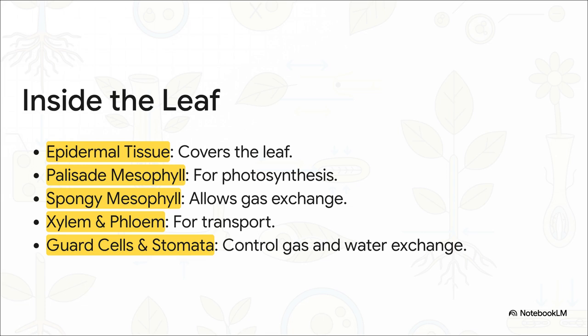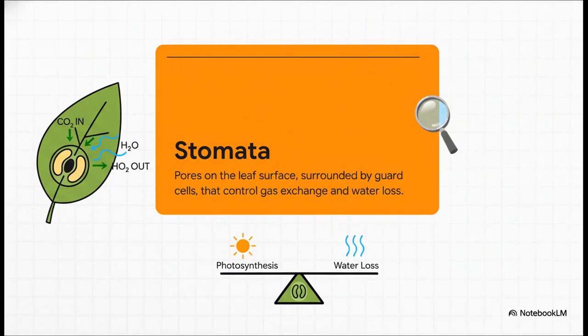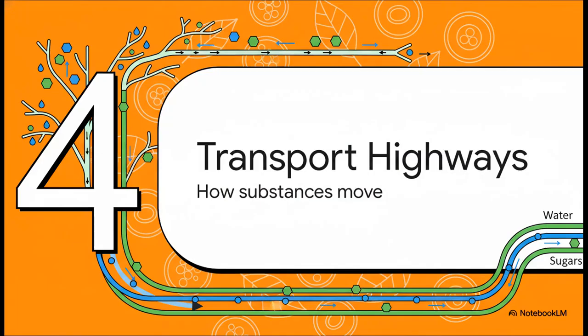It's just so efficient. And these stomata, these tiny little pores, are the gatekeepers. They're constantly playing this high-stakes balancing act. The guard cells open them up to let in the carbon dioxide needed for photosynthesis, but they have to be careful not to stay open too long, or the plant will lose way too much water. It's a constant trade-off.